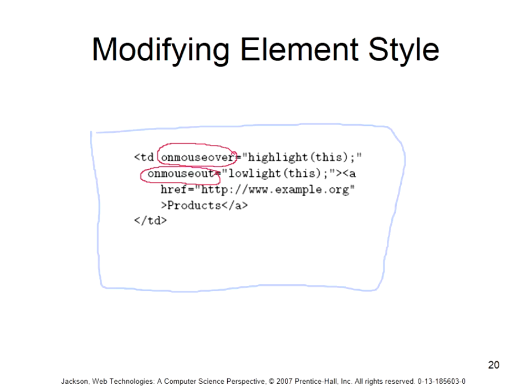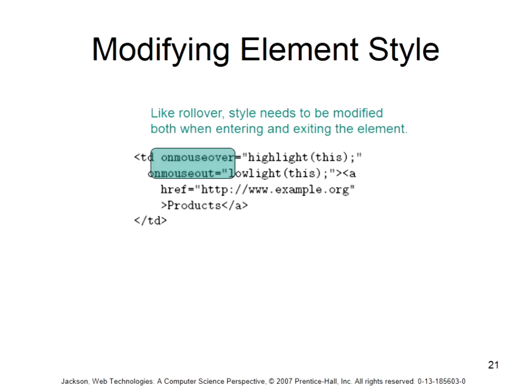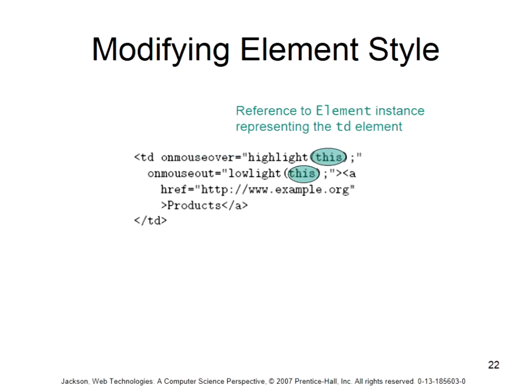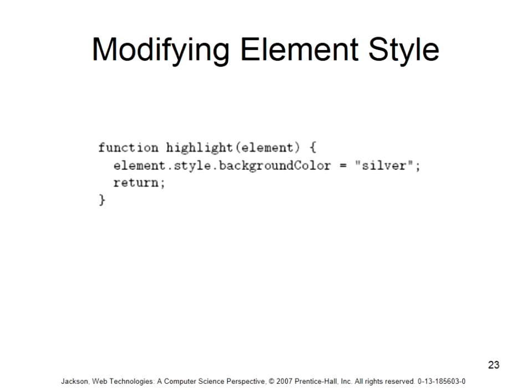And highlight, like show, is a function. Also lowlight is a function. Okay? And in this function, how many arguments? Highlight contains one argument, and lowlight also contains one argument. Here we write this. So this is a reference to the element TD. It is clear. So in highlight, onmouseover, like rollover, the style needs to be modified both when entering and exiting the element. This is a reference to the element instance representing the TD element.